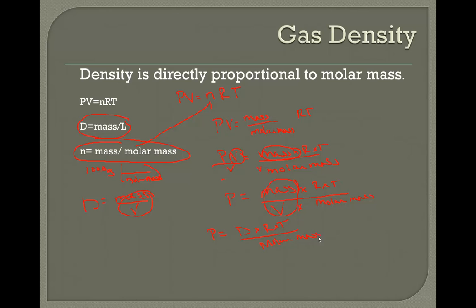And if we were looking for just the density, we can rearrange the equation one more time to figure it out. So we're going to cross multiply pressure times molar mass. I'm going to abbreviate that to just be MM. And we're going to divide both sides by RT. And that's going to give us the density of a gas. So we can figure out the density of a gas without even knowing the mass, or the volume for that matter.